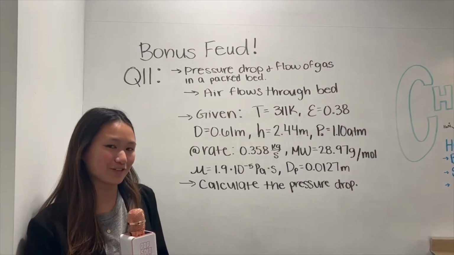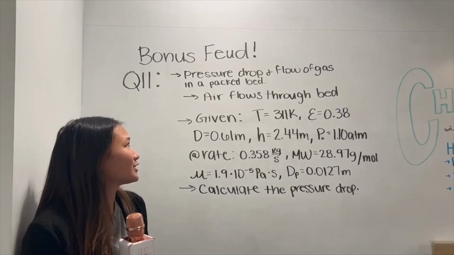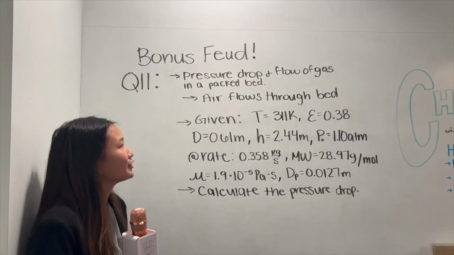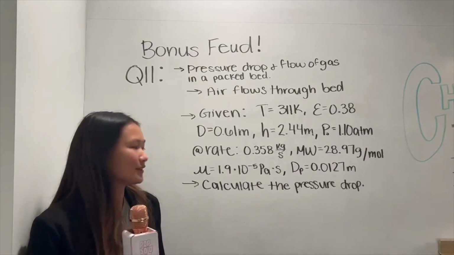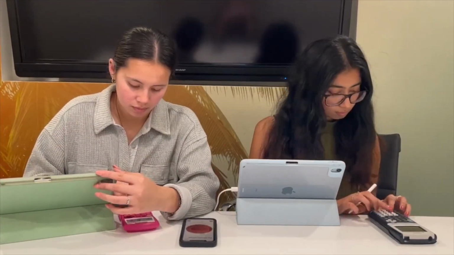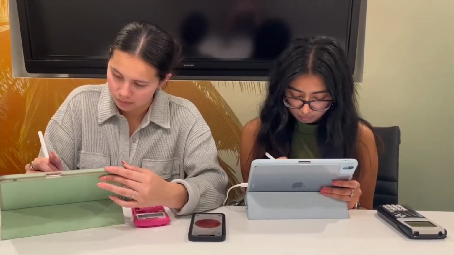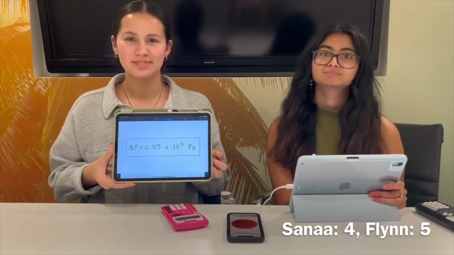Jumping right into round 3, we're starting off with a bonus feud question. This question is about a pressure drop and flow of gas in a packed bed. You have air flowing through the bed and you're given these values here. Calculate the pressure drop. The final answer is... That is correct.